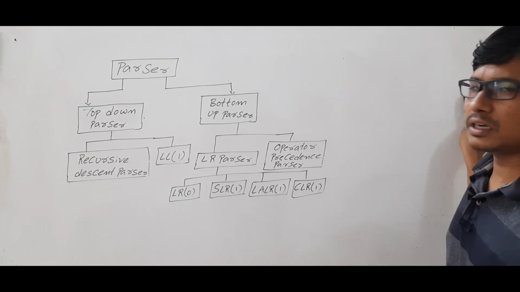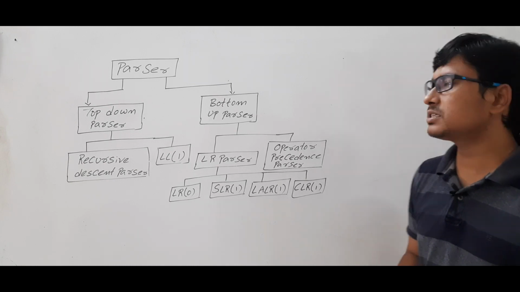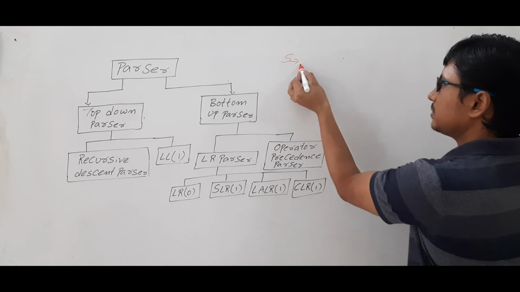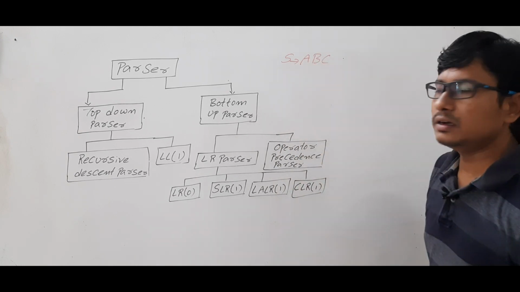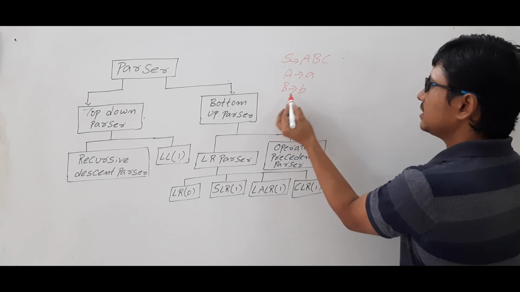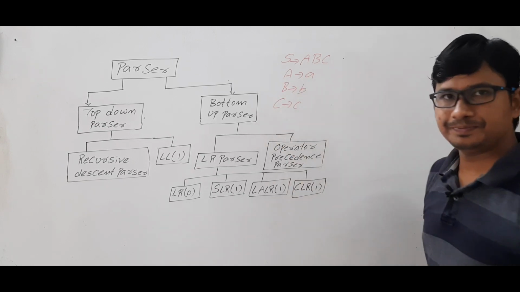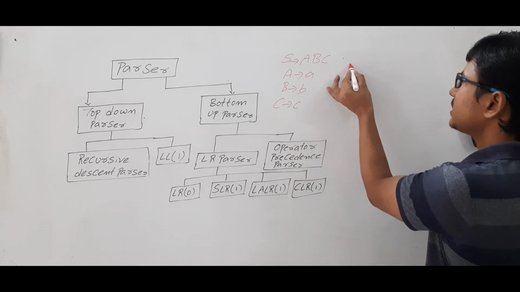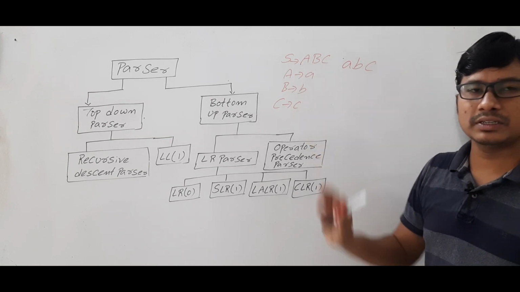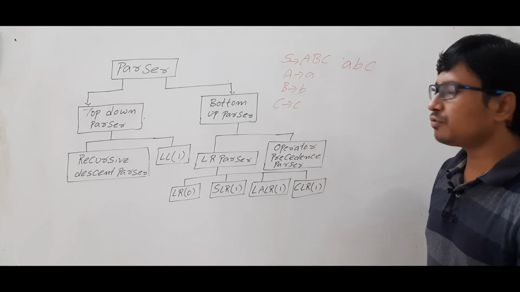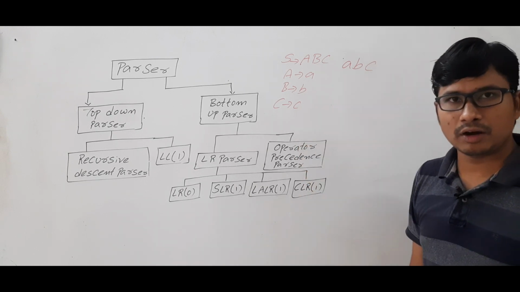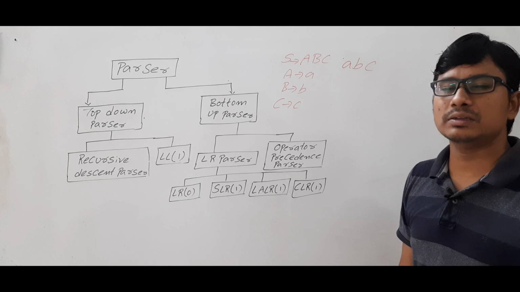To make you understand what is a top-down parser, let me discuss with an example. I have taken a grammar as S derives ABC. A derives small a, B derives small b, C derives small c. I want to generate a string called abc. This is the string I want to generate from this grammar. Now, first thing we need to check, can we generate the given string from the grammar or not? If we can generate, what is the parser?